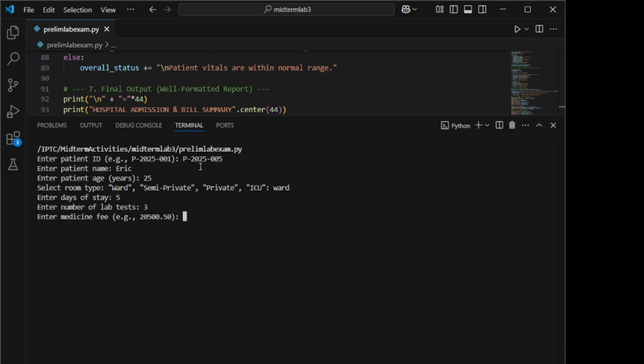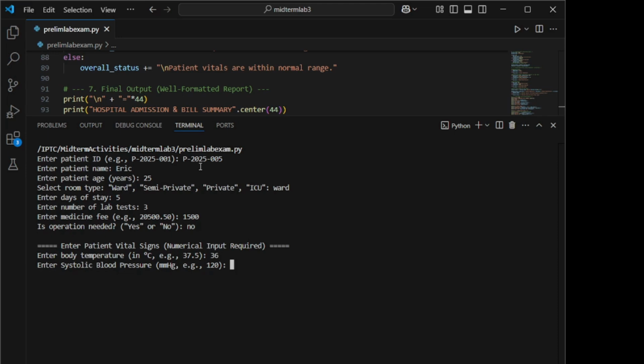So let's try our medicine is 1,500. Say no. So our body temperature is, let's try 36. And our blood pressure is 80. And then our heart rate is, let's start off with this.